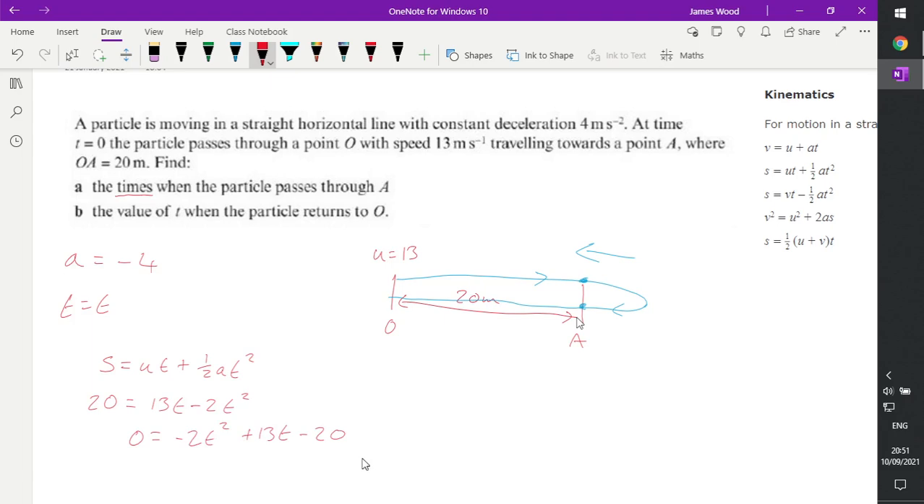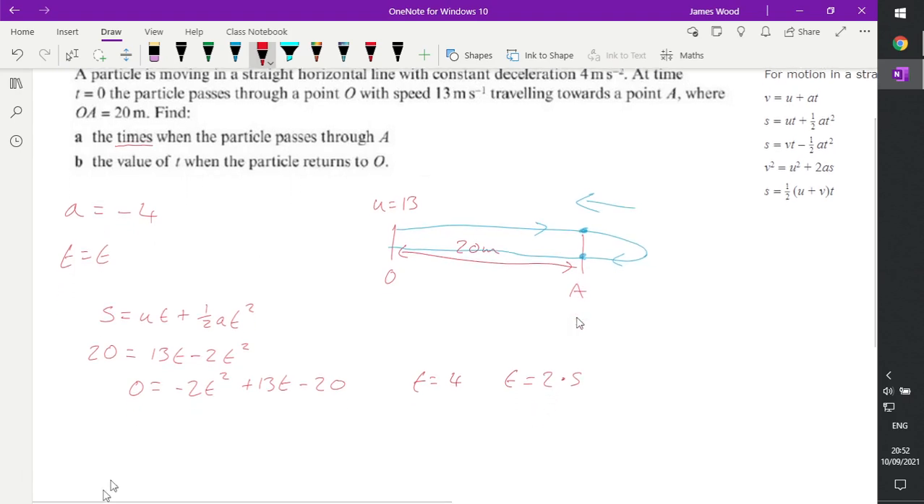Okay, and in mechanics, I'm more than happy to just use my calculator to solve any polynomial that comes up, really. So minus 2, 13, minus 20. So the two times are t equals 4 and t equals 2.5. Okay, those are the two times.